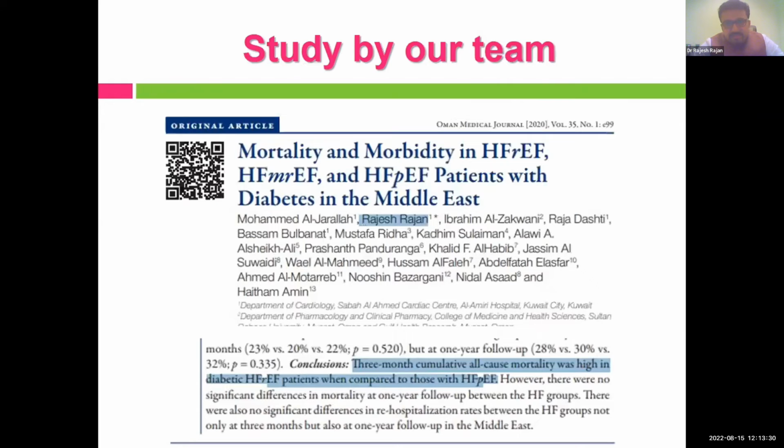Also, another study we published in Oman Medical Journal during 2020. The mortality and morbidity in heart failure with reduced ejection fraction, mid-range, and preserved ejection fraction in patients with diabetes in the Middle East. And we found that the 3-month cumulative all-cause mortality was high in diabetic patients with reduced ejection fraction when compared to those with the preserved ejection fraction.